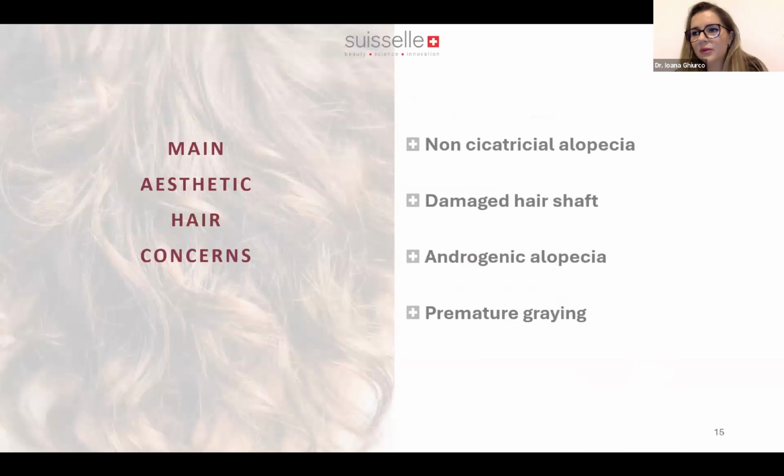So if we take, for example, scarring alopecia, where of course the treatment options we have are quite limited, at the beginning we can reduce inflammation and address the main concern, but once the scarring has occurred, it is more difficult. But we have some main aesthetic hair concerns that we can address with good treatment, like non-cicatricial alopecia, damaged hair shaft, androgenetic alopecia, premature graying, just to name a few, and where I will talk about this later, our product, Cell Booster Hair, can also be very efficient.